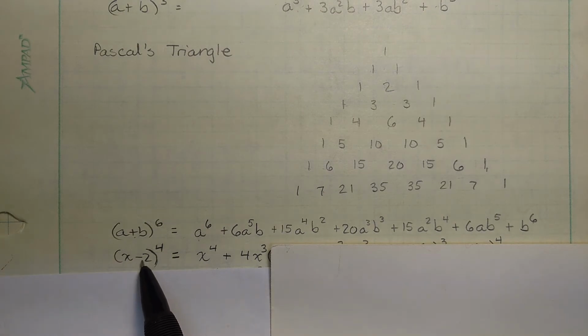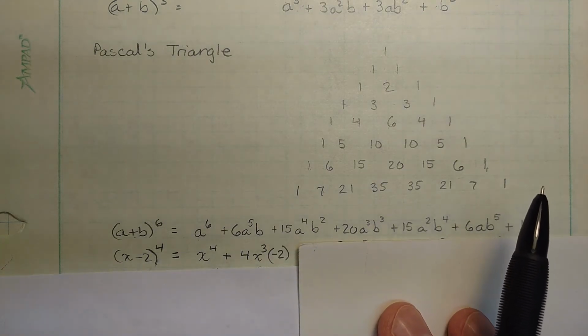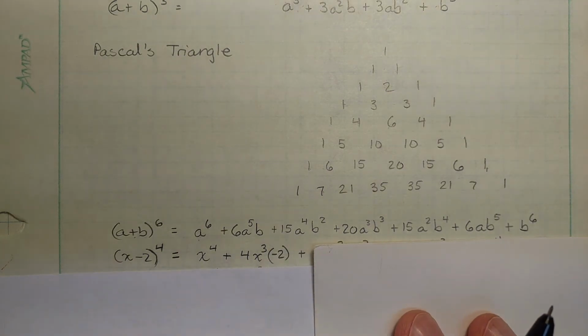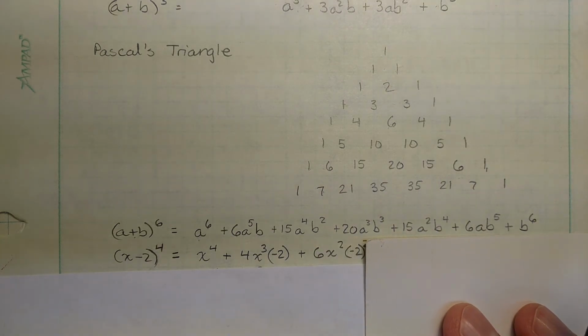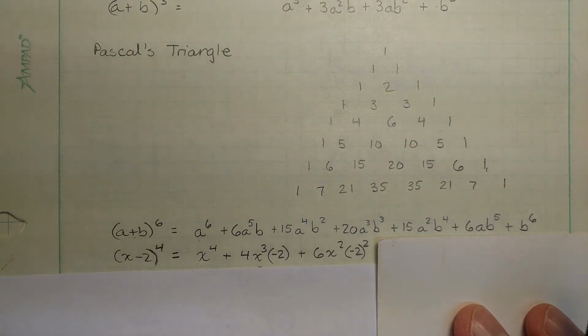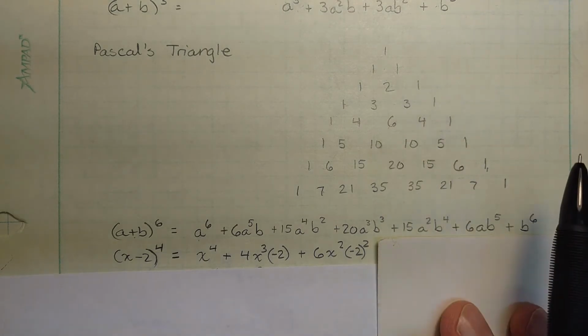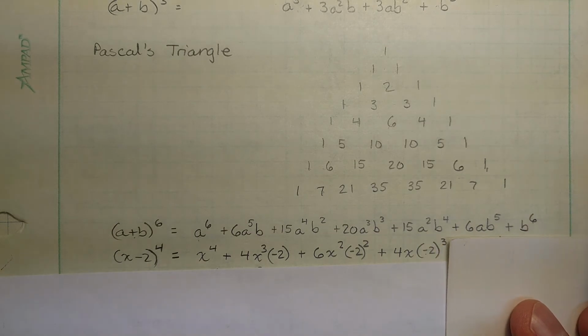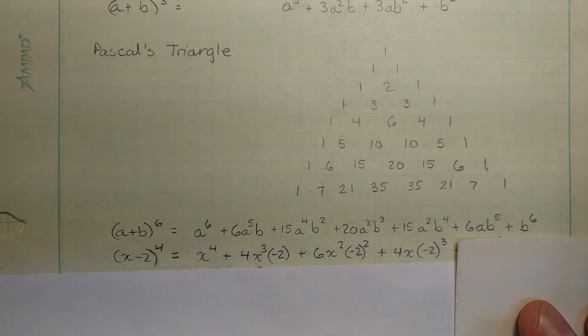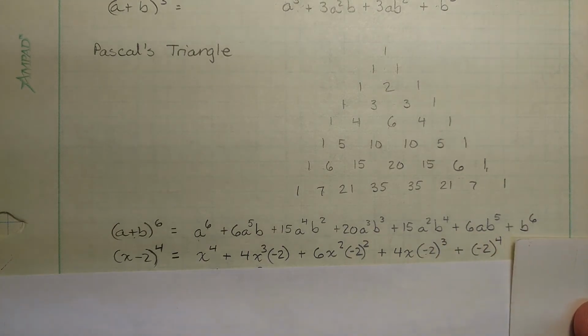And now I have -2 to the 1st. That's just -2 to the 1st. Plus, then I got a 6, x squared, -2 to the 2nd. And now I'm already at the middle, so I'm going to go back down, plus 4, and I know it's going to be x to the 1st, -2 cubed. And then finally, it's just plus 1 times -2 to the 4th.